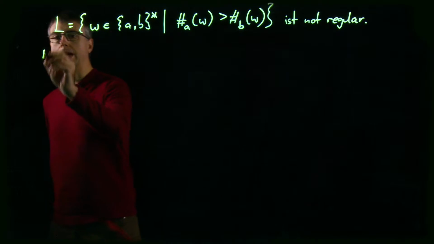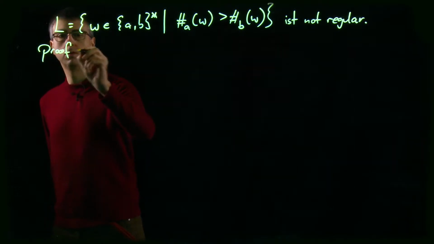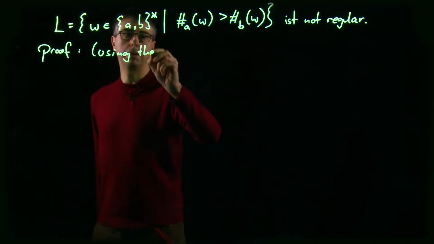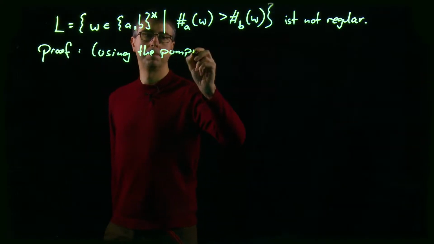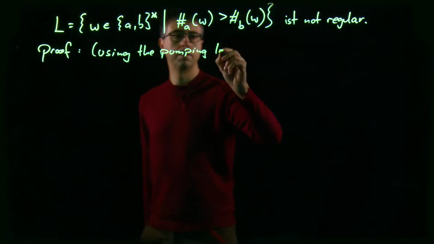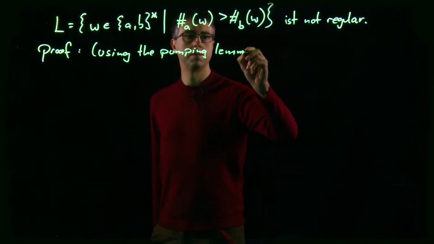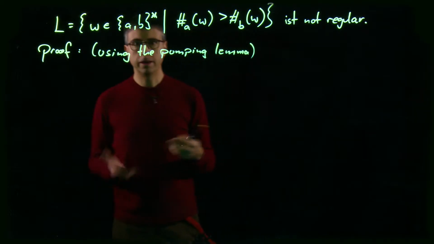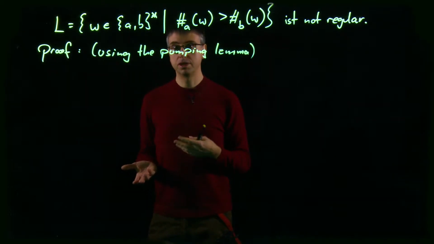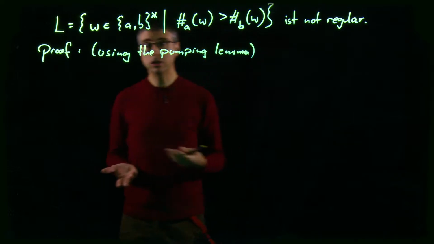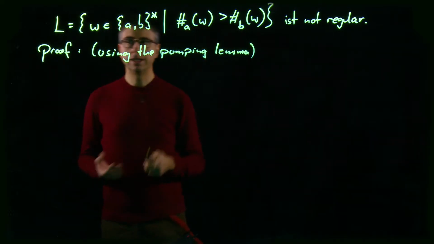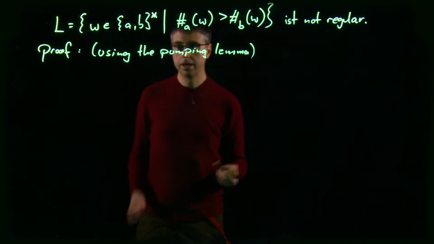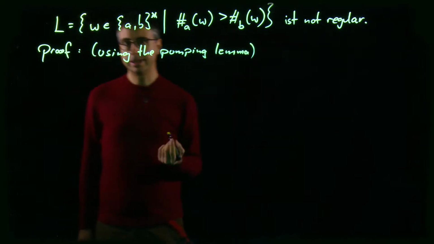Proof is by pumping lemma. Pumping lemma is a universal property that all the regular languages possess. So if we can show that this language does not have the pumping property, then we know it cannot be regular. And that's the general structure of the proof.